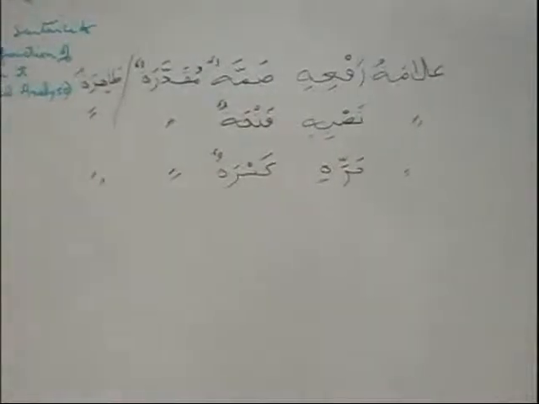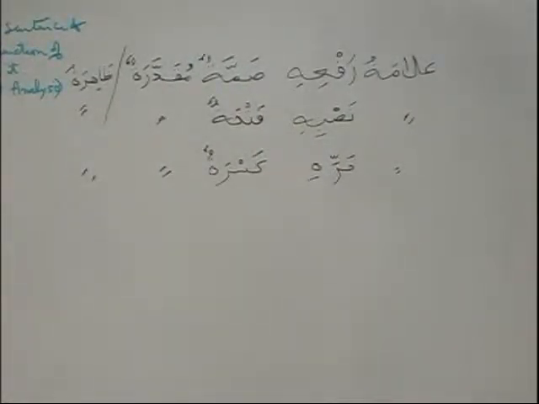If you can just repeat after me, each thing three times. Alamatu raf'ihi dammatun muqaddara. Alamatu rafa'ihi dammatun muqaddara or zahira. Next one, alamatu nasbihi fatahatun muqaddara. Next one, alamatu jarrihi kasratun muqaddara. One more time. Alamatu jarrihi kasratun muqaddara.